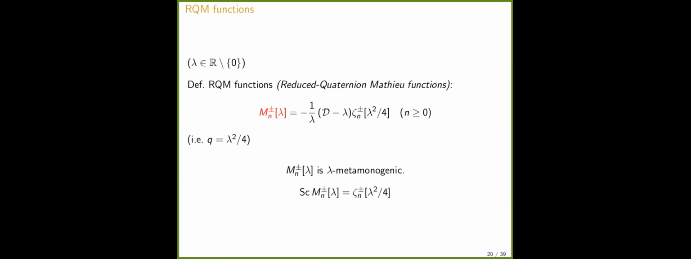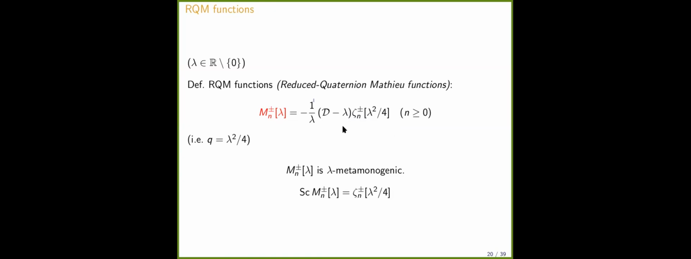So now I can begin the subject of the talk. We fix a value of lambda in the reals and different from 0. We define the lambda reduced Quaternion Mathieu functions, which is simply we take the Mathieu functions, which you will recall are a phi of eta or psi of phi. Anyhow, it's the product of the two Mathieu functions.